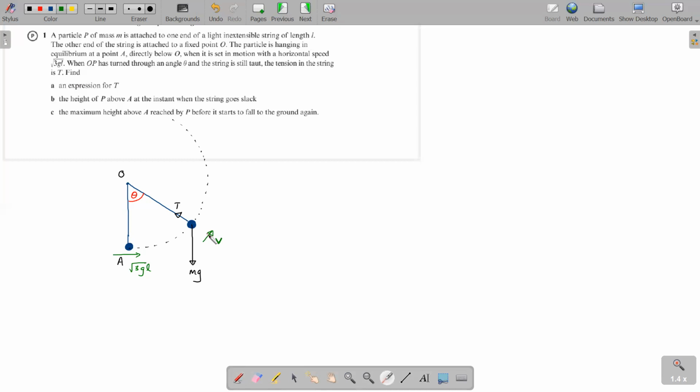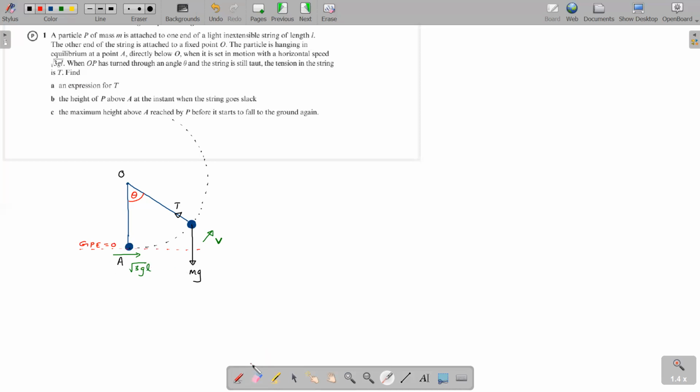To find an expression for T, we have to do the same thing we did in the previous exercises. In the previous exercise, we learned the base concept of vertical circular motion. You always apply conservation of energy, and you apply F equals ma towards the center. Those are the two main rules. I will set the lowest point as the GPE zero level. Or you don't need to set the GPE zero level if you go with potential energy gain, kinetic energy loss.